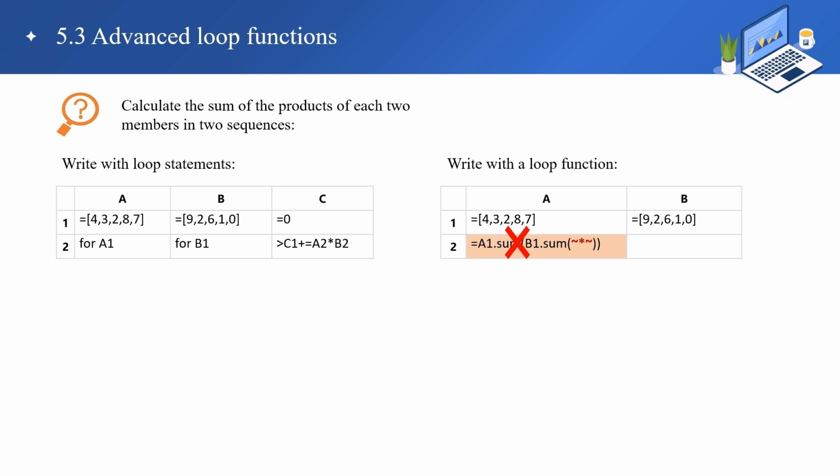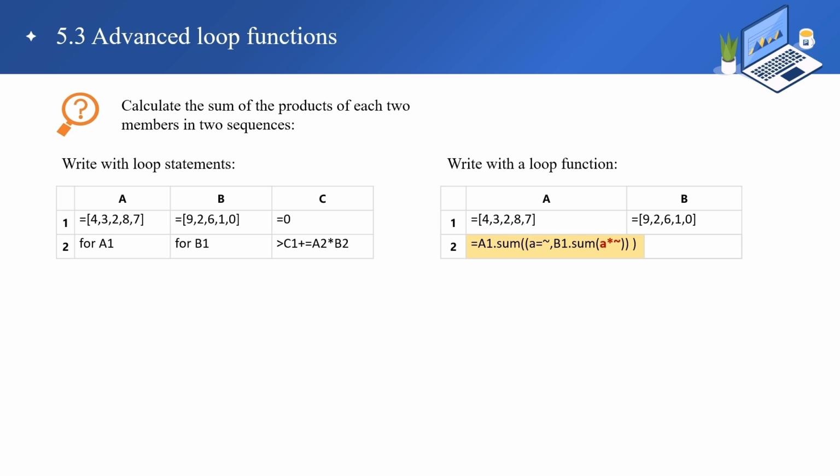The innermost tilde times tilde will calculate the square of a member of B1. We originally wanted to multiply the tilde of outer A1 by the tilde of inner B1, but now there is only one tilde symbol and we can't distinguish it. This problem can be solved by introducing an intermediate temporary variable.